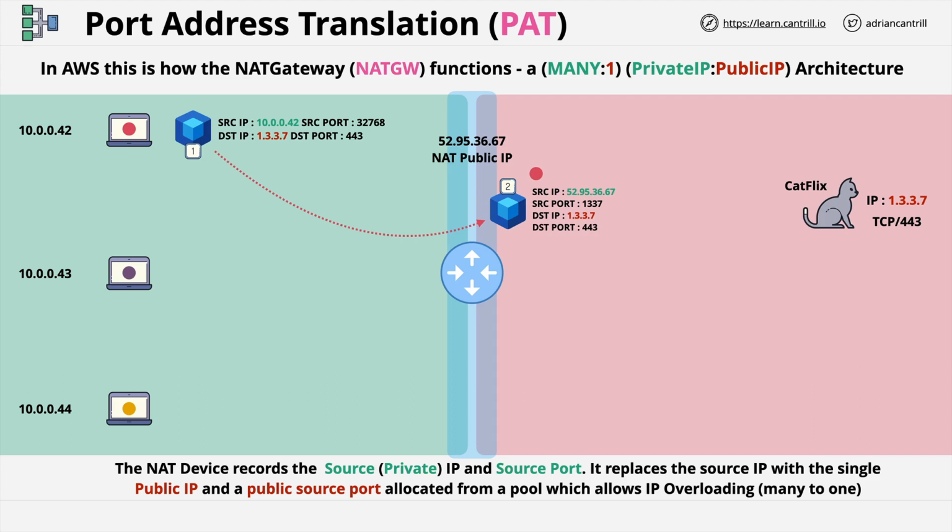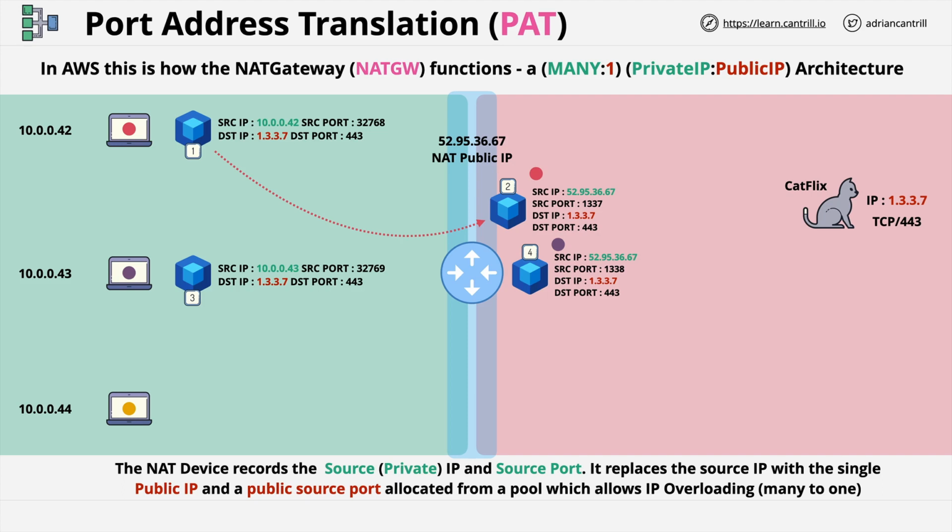If the middle purple laptop did the same thing, then the same process would be followed. It would record all of this information, it would allocate a new public source port, and would translate the packet, so adjust the packet's source IP address and the source port to these newly defined values.